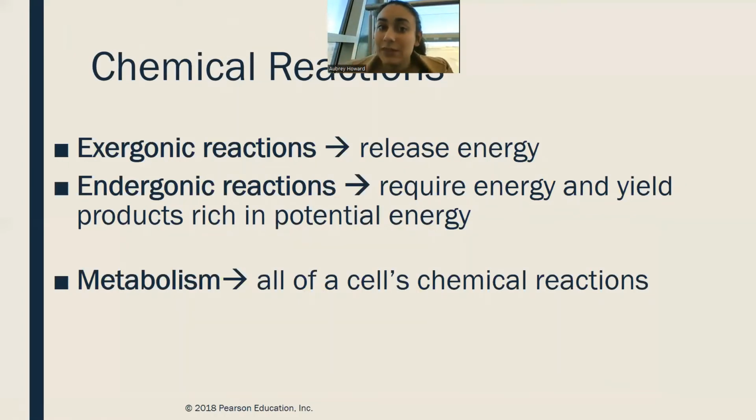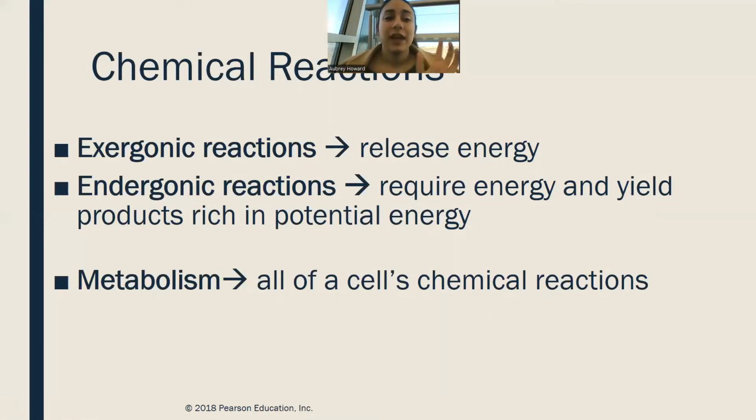Now, we did talk about these terms again, but make sure you are aware of what exergonic reactions and endergonic reactions are. Maybe have some examples, or a drawing or visualization, so that whenever you see these words you make sure you understand the definition and what it actually means.